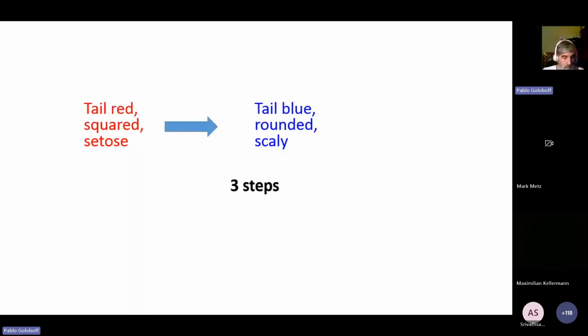There's not going to be any problem with this. If you go from a tail that is red, squared, and setose into one which is blue, rounded, and scaly, that's going to be 3 steps. That's the cost that you should assign to the step matrix.